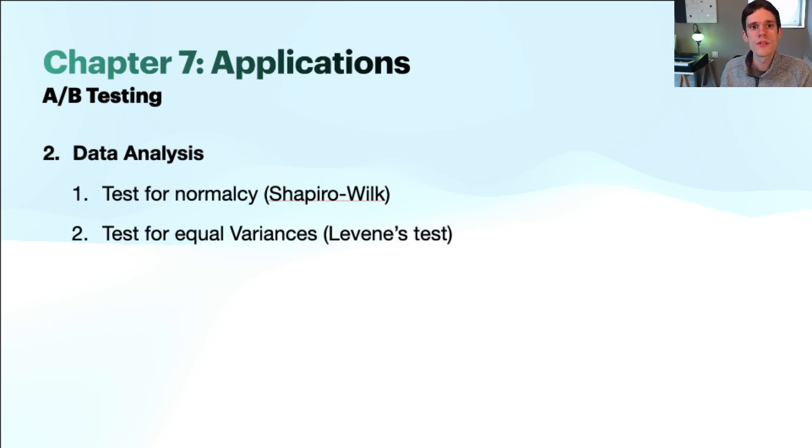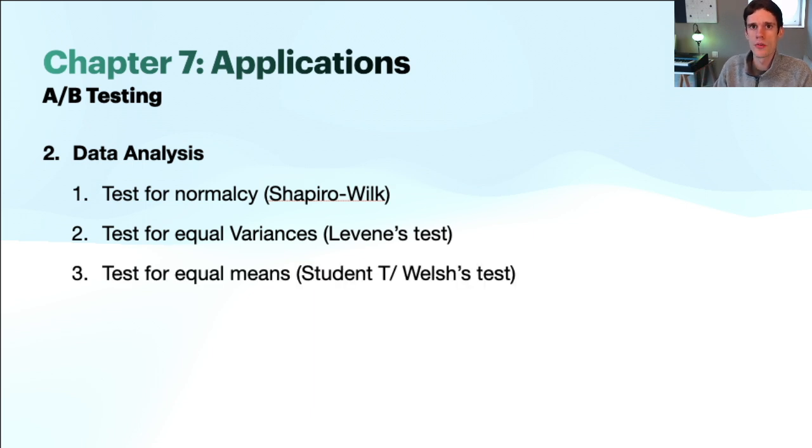Then we need to test for equal variances, and this is easily done with Levene's test. This will also return a p-value which is either larger or lower than 0.05. Then, depending on the outcome of our Levene's test, we test for equal means either by the student's t-test if we have equal variances, or the Welch's t-test if we don't have equal variances. And then the result of this last statistical test will give us our final conclusion, whether this difference in sample means is indeed indicative for a difference in population means and thus significant.